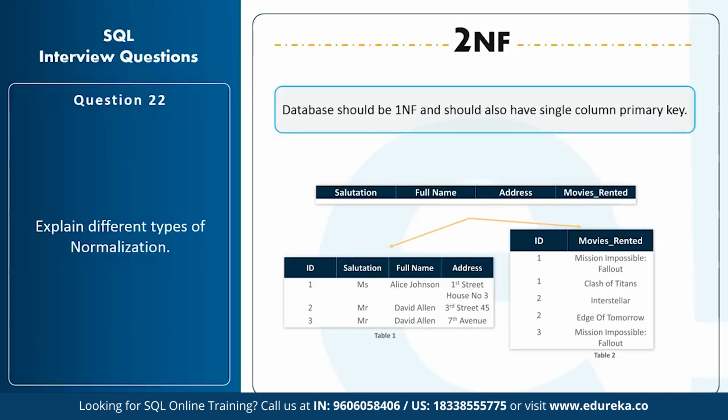Now, in the 2NF, you'll clearly see that we have salutation, full name, address, and movies rented, right? Now, to divide this table into 2 different tables, you can clearly see that I've added an ID to both the tables. So I've added ID, salutation, full name, and address, and ID, movies rented. So Miss Alice Johnson, staying in First Street, house number 3, must have rented Mission Impossible. Similarly, she must have rented Clash of Titans. Mr. David Allen, staying in 3rd Street, 45, has rented Interstellar and Edge of Tomorrow. And Mr. David Allen, staying in 7th Avenue, has rented Mission Impossible Fallout. So that's how I've divided the table into 2NF.